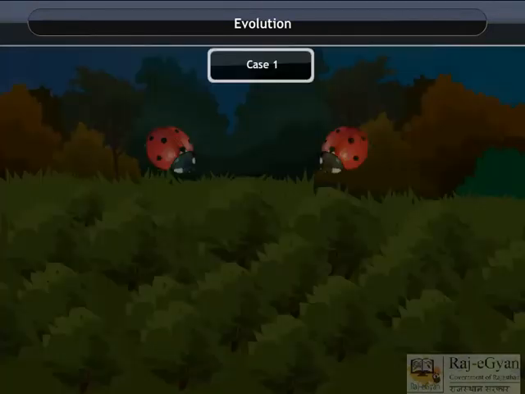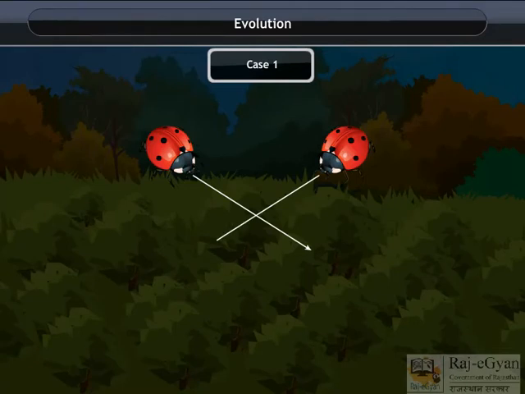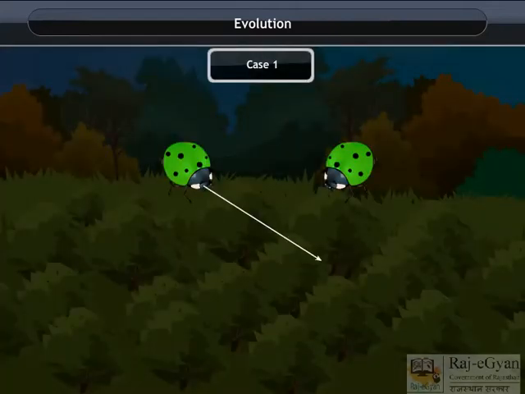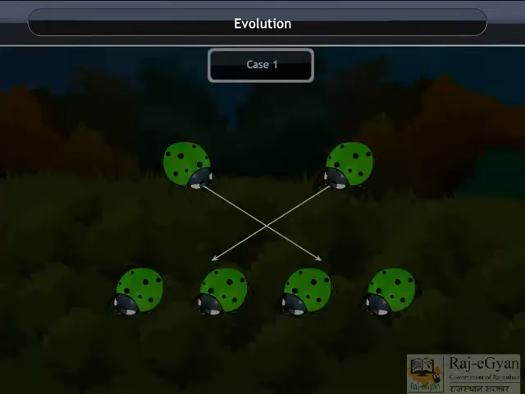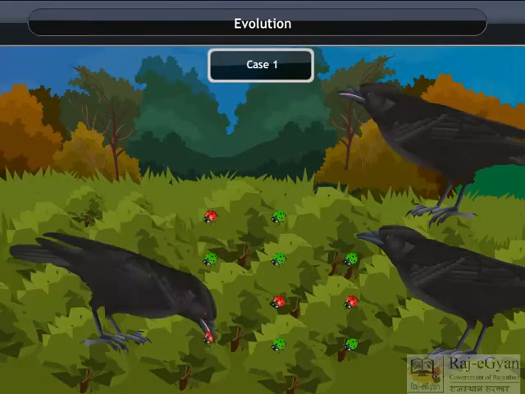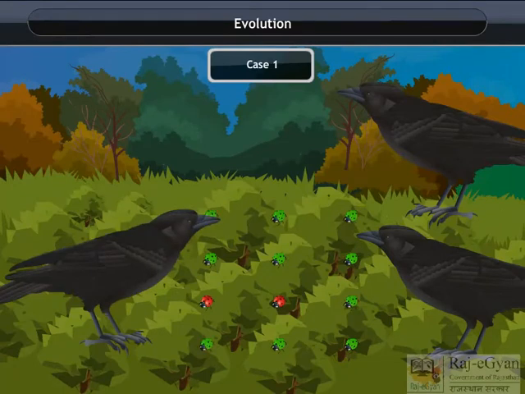Case 1. A color variation arises during reproduction, so that there is one beetle that is green in color instead of red. This beetle moreover can pass the color, so all its progeny beetles are green. Crows cannot see the green colored beetles on the green leaves of the bushes and therefore cannot eat them. The progeny of green beetles is not eaten, while the progeny of red beetles continues to be eaten. As a result, there are more and more green beetles than the red ones in the beetle population.